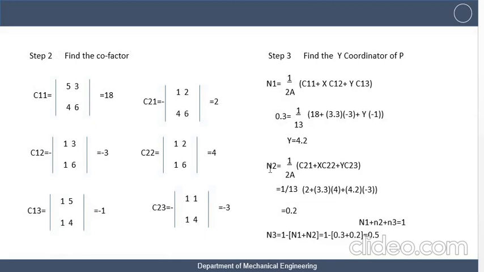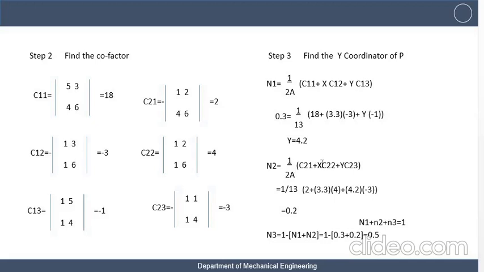For n2, the formula is 1 upon 2A times (C21 plus x C22 plus y C23). Then the area you have already found out and calculated.